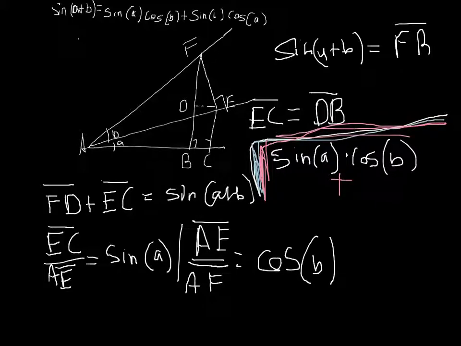I put the plus there because it's still plus FD. So, what is FD? Well, let's try to do something similar to what we did before and find a relationship between FD and something that relates to cosine, or actually we have sine of B, if you look right up there. So, this is going to involve some math.